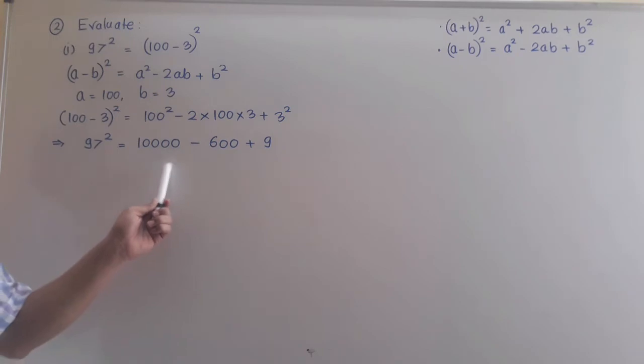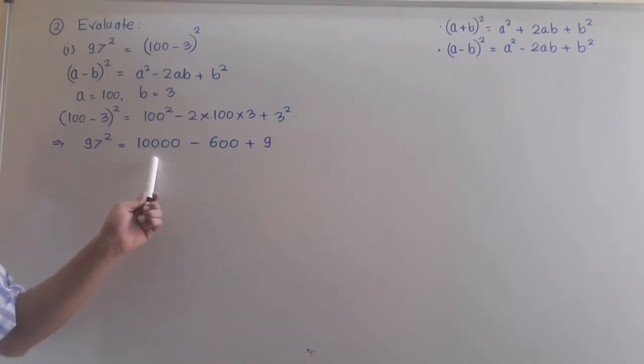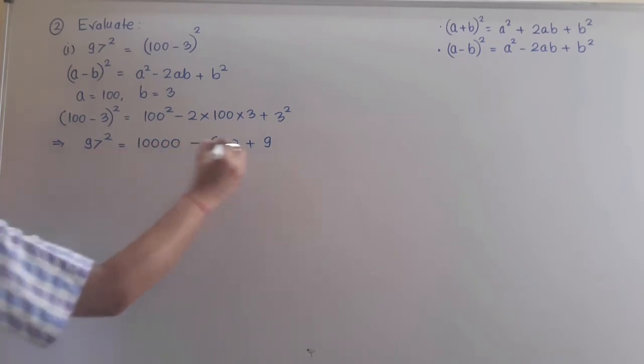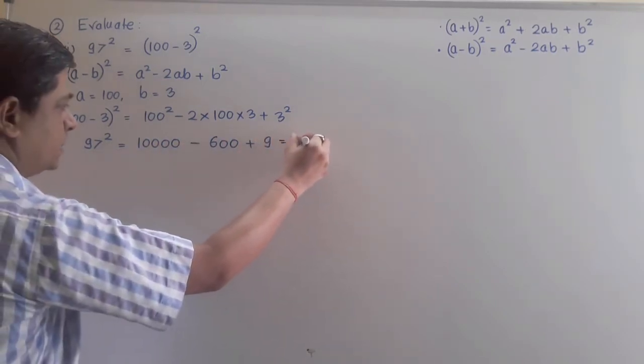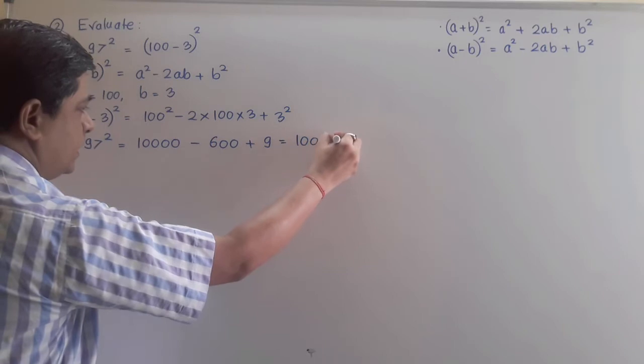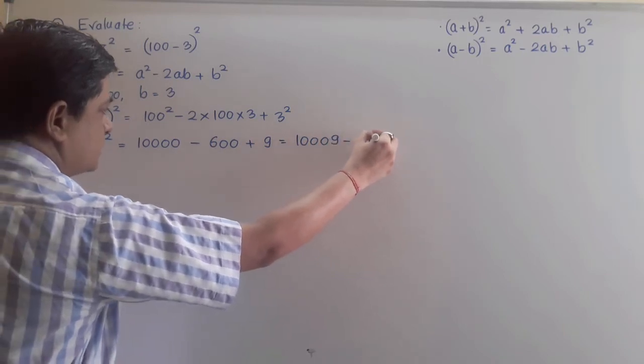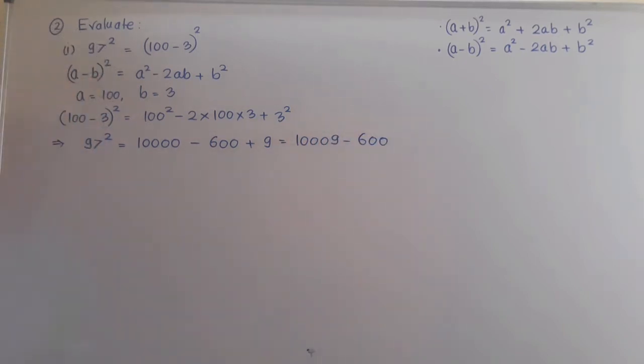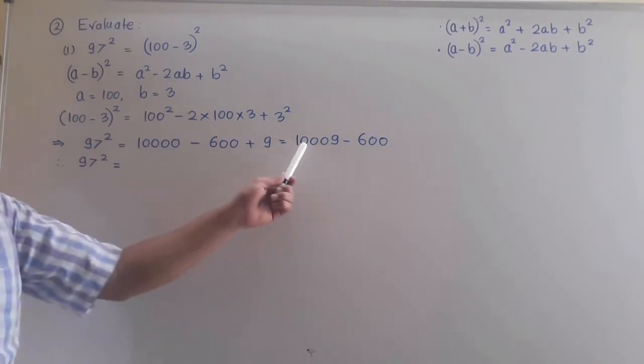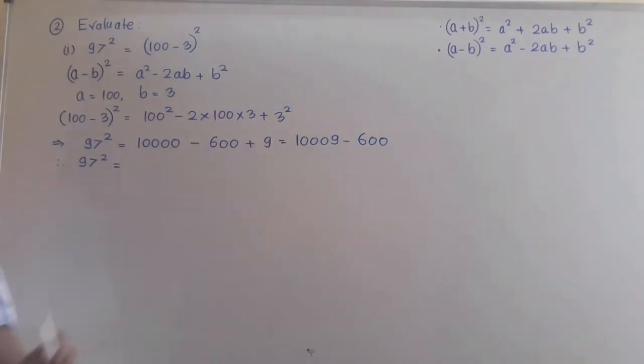Out of that, two are having the same sign, 10,000 and 9. That we can add first. So if I add both of them, this will be 10,009 and then minus 600. Okay, so I can say that therefore the square of 97 will be equal to, now from 10,009 I will subtract 600.